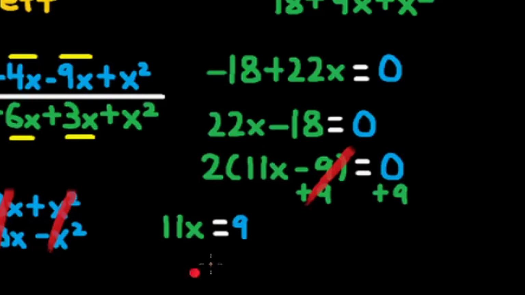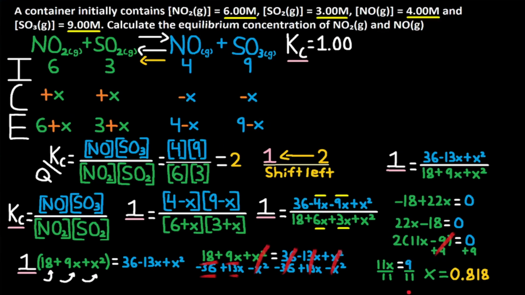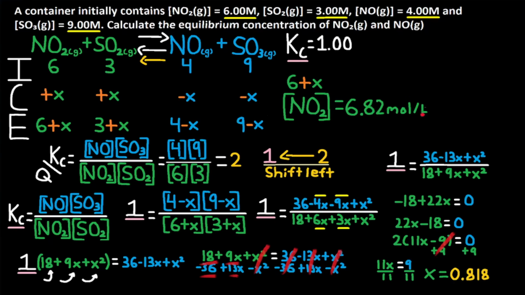Now to isolate x, we need to divide this side by 11, and then we divide 9 by 11. When we do 9 divided by 11 in our calculator, that is our x value. So x is equal to 0.818, rounded to 3 sig digs. And now with the x value, we can calculate the equilibrium concentration of NO2 gas and NO gas. For NO2 gas, the equilibrium concentration is equal to 6 plus x. So we just do 6 plus x, and that will get us 6.82 moles per liter rounded. For NO gas, the equilibrium concentration is 4 minus x. So we do 4 minus x, and we get a value of 3.18 moles per liter.